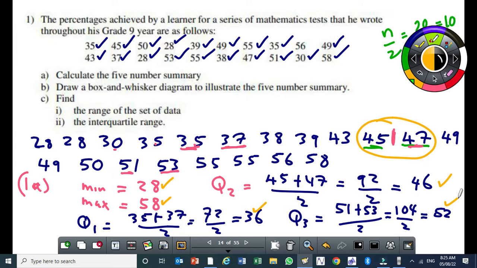All right? Now, once you determine your 5-number summary, you can then be able to answer B, that is to draw the box and whisker. Now, if I look at my values here, the minimum is 28 and the maximum is 58.